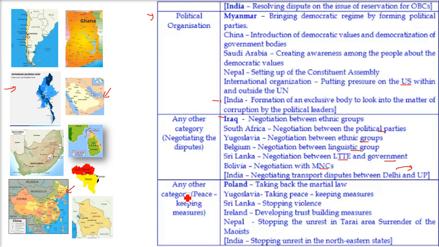And peacekeeping measures, we have Poland taking back the martial law, Yugoslavia taking peacekeeping measures, Sri Lanka stopping the violence between different ethnic groups and linguistic groups, and Ireland developing trust building measures. In Nepal, stopping the unrest, especially the Maoist. In Tarai area, the surrender of the Maoists who fight with arms against the government. In India also we have stopping unrest in the northeastern states and in Jammu Kashmir.